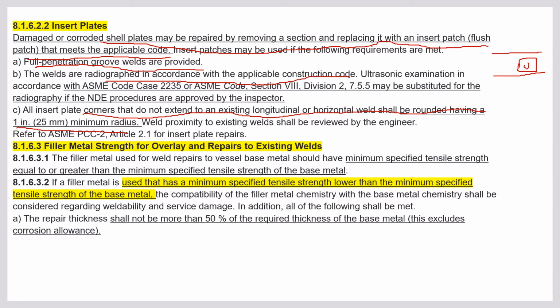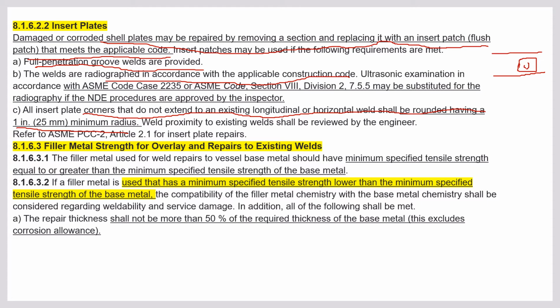Next, filler metal strength for overlay and repair of existing welds. This is about the procedures and methods we use for repairs, because now in chapter 8 we are reading about repair, alteration and re-rating. So after repair, what will be the filler metal strength? How will the filler metal be identified?